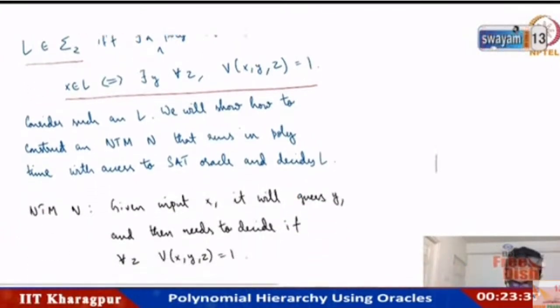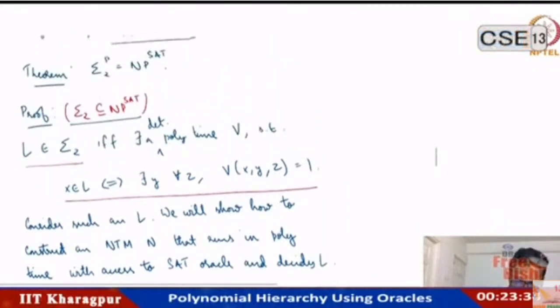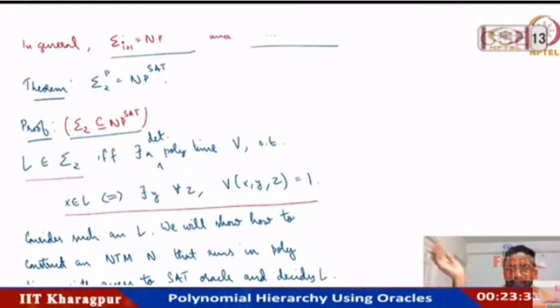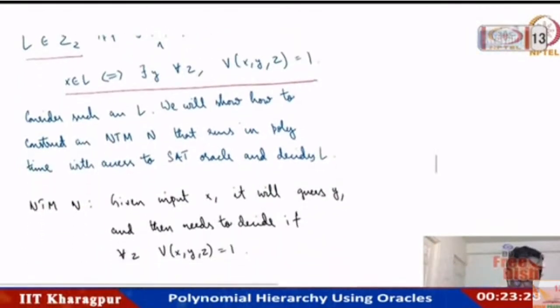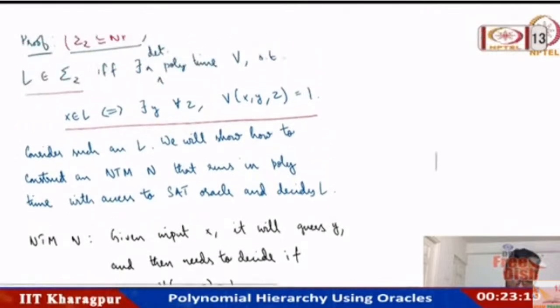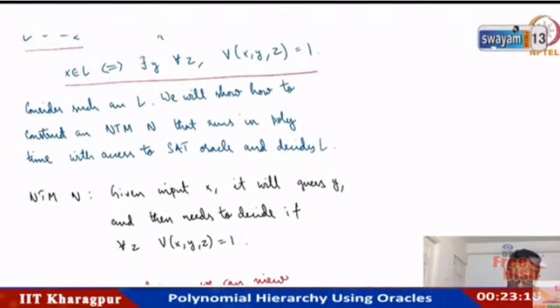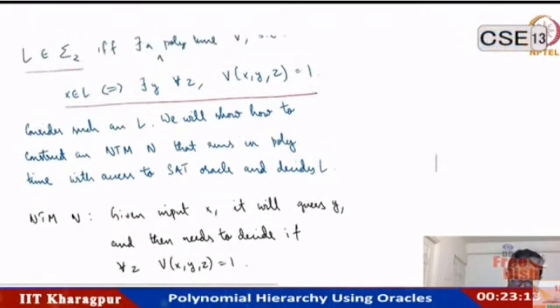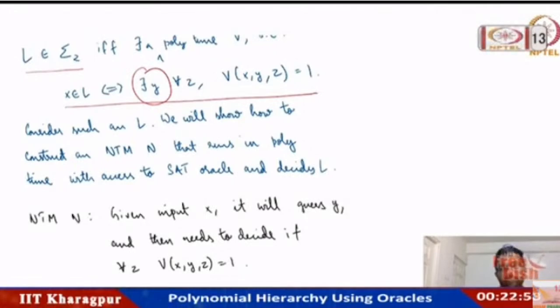Now consider such an L. We need to show that such an L is also in NP with access to a SAT oracle. So we have to construct the NP machine, the non-deterministic polynomial time Turing machine with access to a SAT oracle. So let's see how to do that. Given input X, the non-deterministic Turing machine can guess the Y, because NP has the capability to guess. But NP cannot do this for all Z, because NP can only guess that something exists.